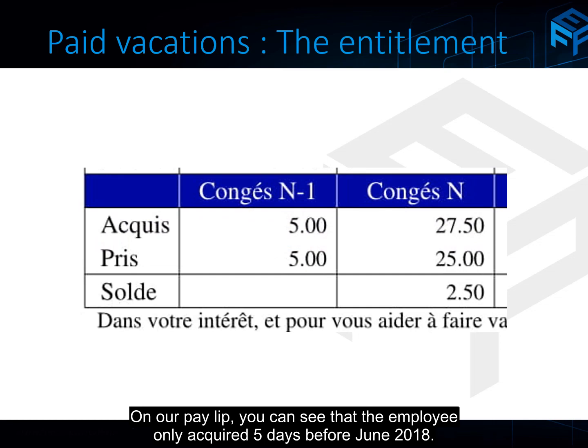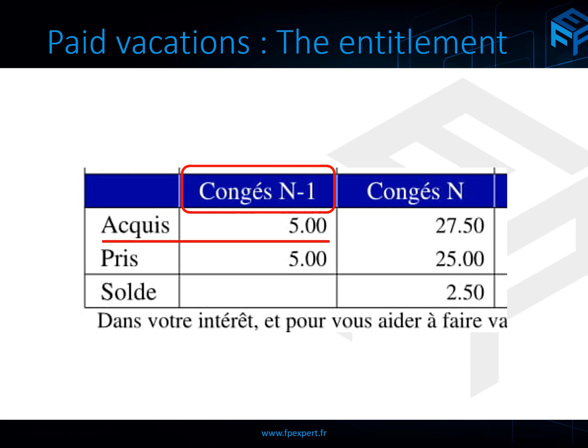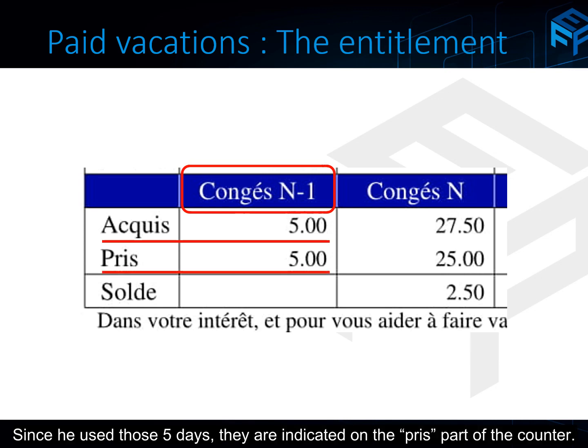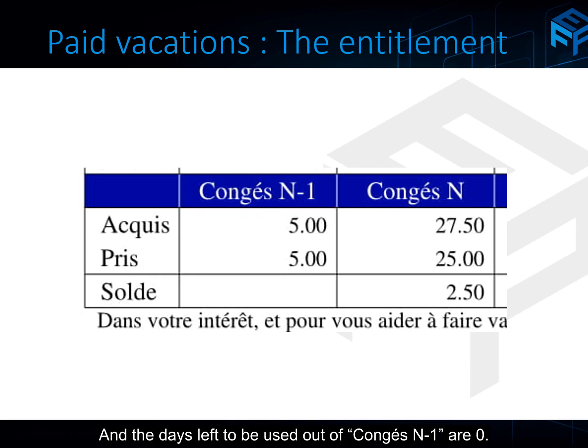On our payslip, you can see that the employee only acquired 5 days before June 2018. On this example, the days acquired are workable days, Monday to Saturday. Since he used those 5 days, they are indicated in the pris part of the counter, and the days left to be used out of congé N-1 are 0.